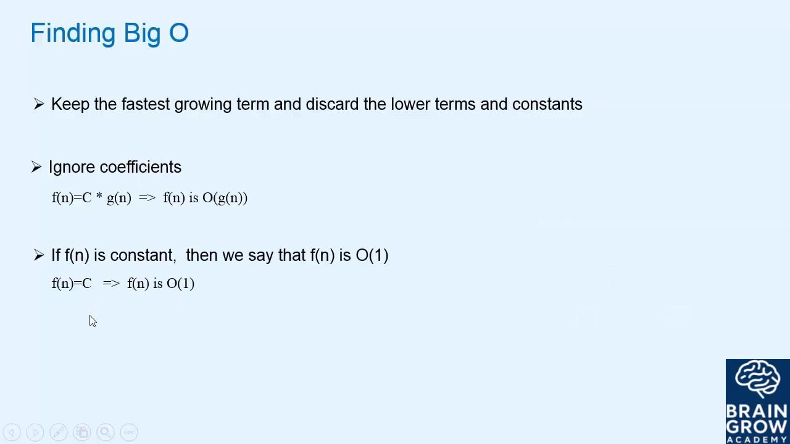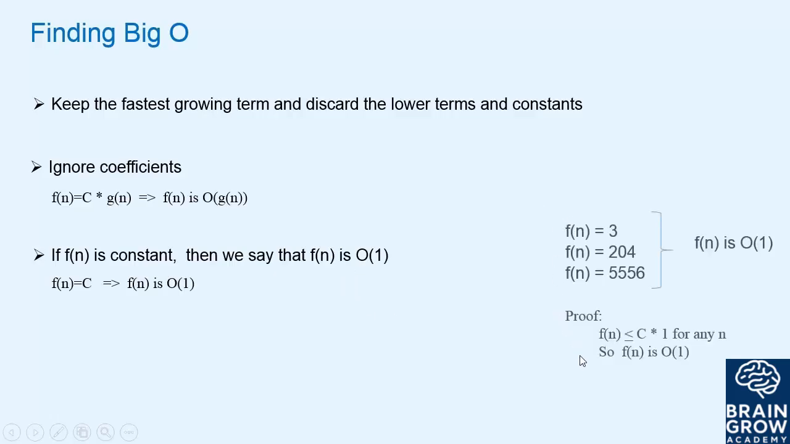Now the next rule is simple. If we have a function f that is constant, then we say that f is order of 1. For example, all these functions are order of 1. This is the proof of this rule.